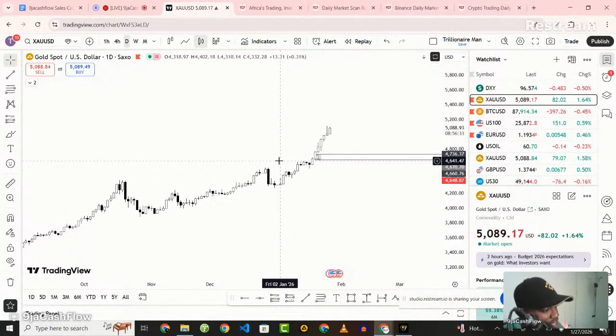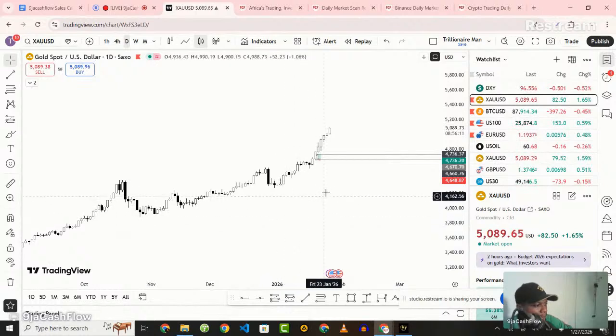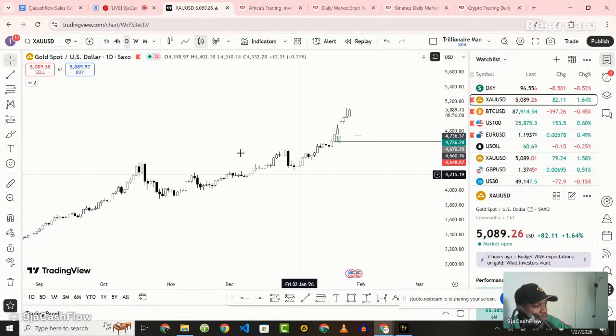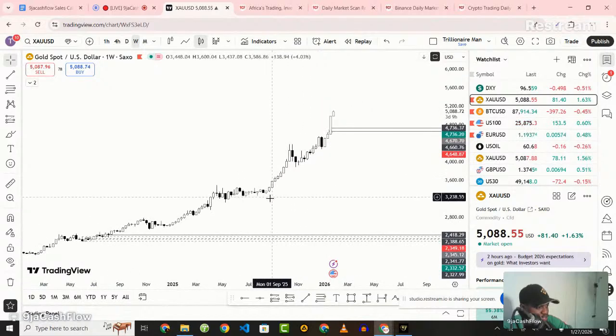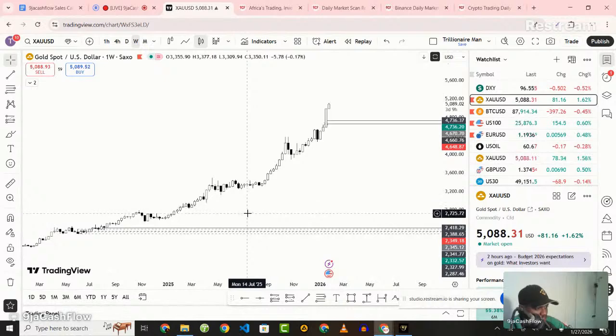Okay, guys. So let's quickly do a multiple time frame analysis. Let's start with gold. We all know that gold has broken its all-time high, currently above $5,000 per ounce of gold. Current price is 5,089. Starting from the weekly time frame, you can see clearly that we are on a bullish trend or an upward trend.